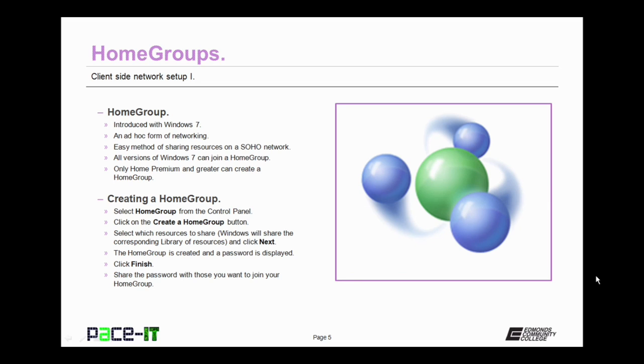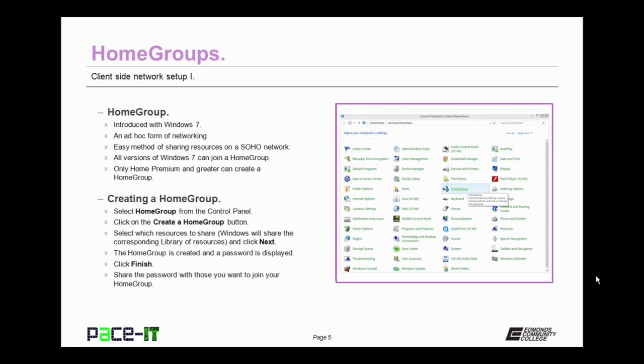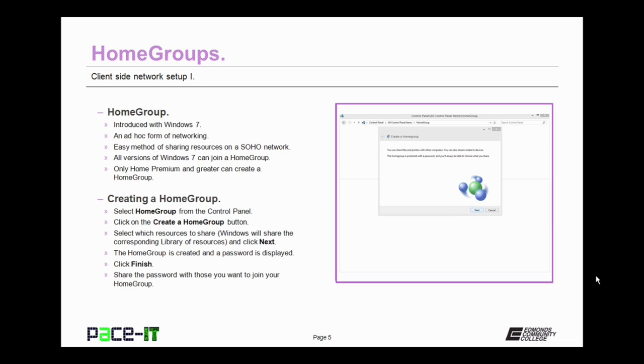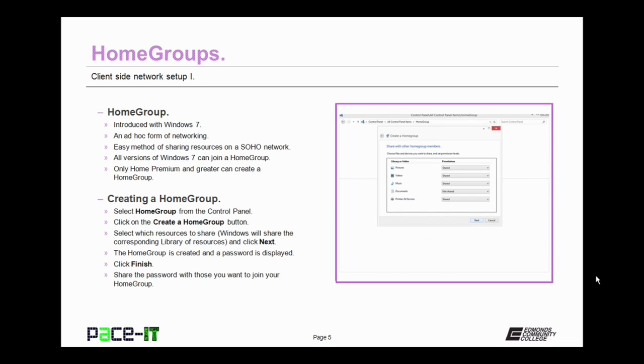Well, first off, you go to the control panel and you select the home group's utility. Once there, you click on the Create a Home Group button. Then you get to select which resources you want to share with the home group. Windows will share the corresponding library of resources. Then you click Next. Now the home group is created and a password is displayed. You need to write down the password because you may need it later. Then you click Finish. Then you share the password with those that you want to join your home group.